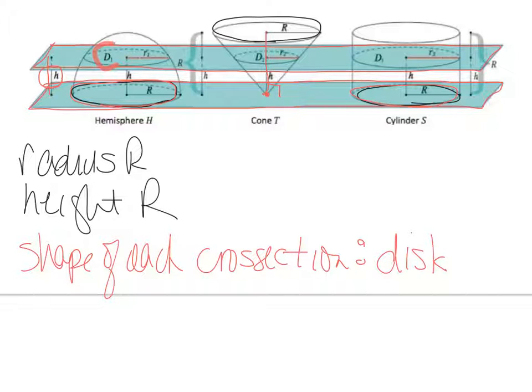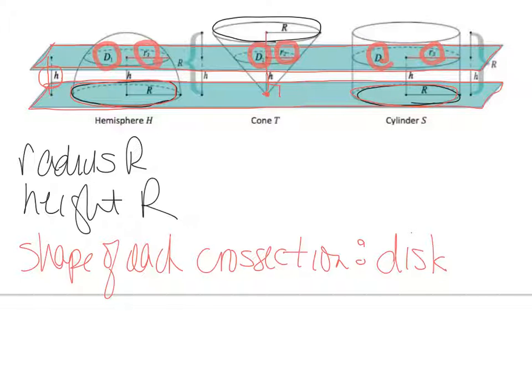So let's let D1, D2, and D3 be the cross-sectional disks for the hemisphere, the cone, and the cylinder. And then let's let R1, R2, and R3 be the radius of that cross-sectional disk for the hemisphere, cone, and cylinder. Okay, we're all on the same page.